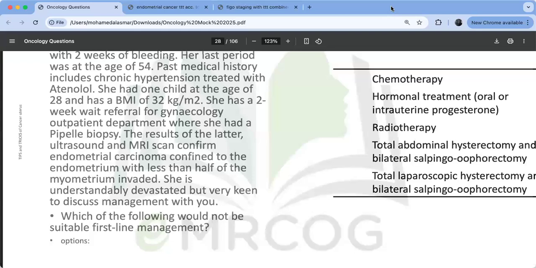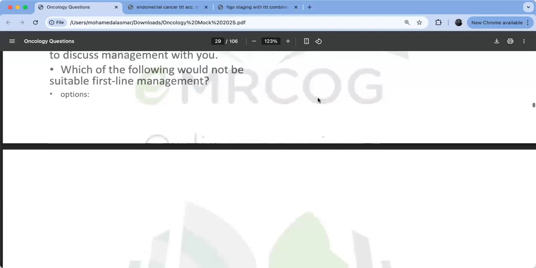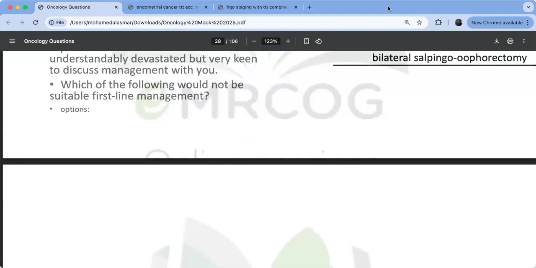No chemo, yes, it's not chemo. Have you ever heard about endometrial cancer treated primarily by primary chemotherapy? Even when we give chemo, we give the chemo along with the radiotherapy as adjuvant therapy, correct? So chemotherapy is the answer because by exclusion, it would not be suitable first line management. Okay? Yes, I know it's tricky. I know it's tricky. Okay? But no problem at all, my dear friends.